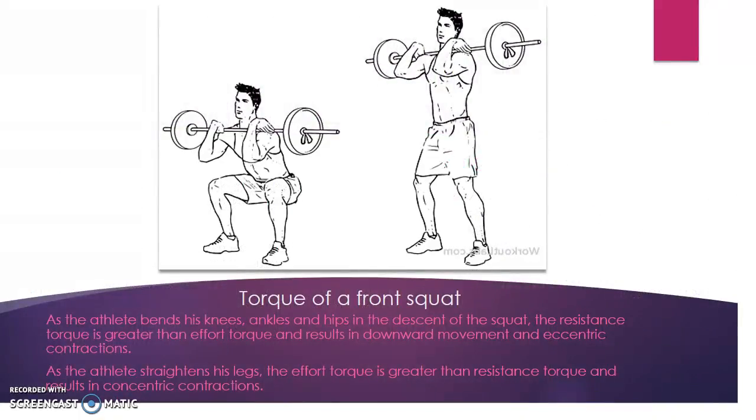As the athlete begins to bend his knees, ankles, and hips in the descent of the squat, the resistance torque is greater than effort torque and results in downward movement of the bar and eccentric contractions. As the athlete straightens his legs, the effort torque is greater than resistance torque and results in concentric contractions and the lifting of the bar.